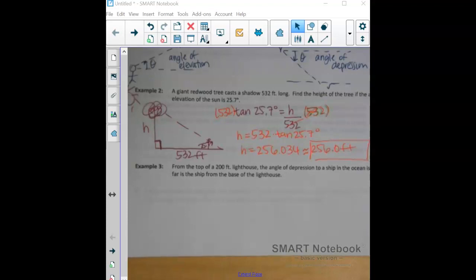It says from the top of a 200-foot lighthouse, the angle of depression to a ship in the ocean is 23 degrees. How far is the ship from the base of the lighthouse?